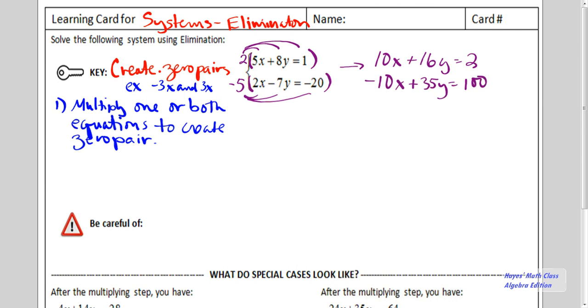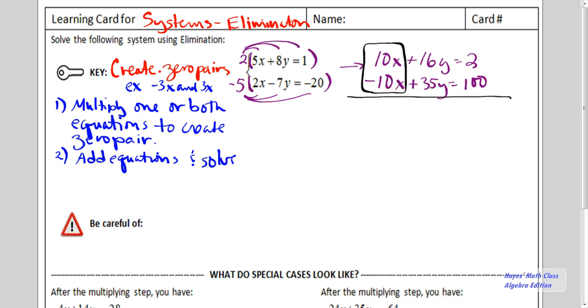And that's the key. You gotta have this opposite right here. If I add 10x to negative 10x, I'm going to get 0 out of it. So the next step, step 2, is just going to be add the equations and solve for whatever variable's left over. So in this case here, draw on your addition line. The 10x and the negative 10x go away. I add these: 16y plus 35y is 51y. 2 plus 100 is 102. So you're going to end up with y is equal to 2.